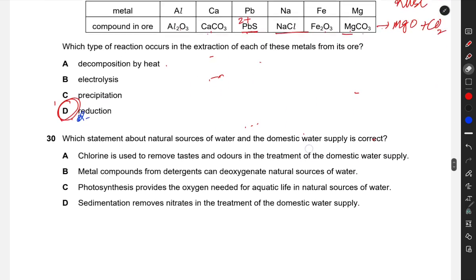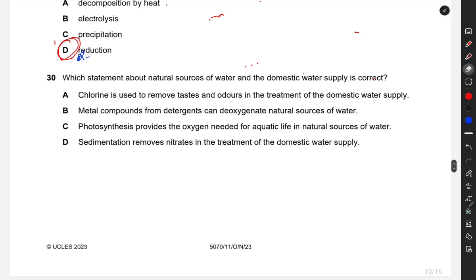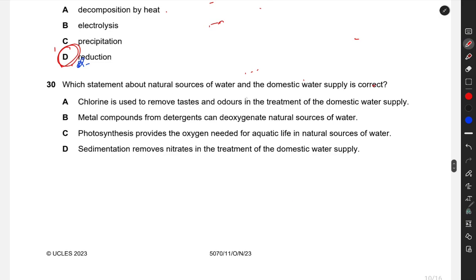So the next question is, which statement about natural sources of water and the domestic water supply is correct? This question is from water, environmental chemistry. Chlorine is used to remove taste and odor? No, chlorine is not used to remove taste and odor. It kills the germs in water. So it is incorrect. Metal compounds from detergents can deoxygenate natural sources of water? Metal compounds from detergents are not the cause; it is non-metal compounds from detergents, so it is also incorrect.